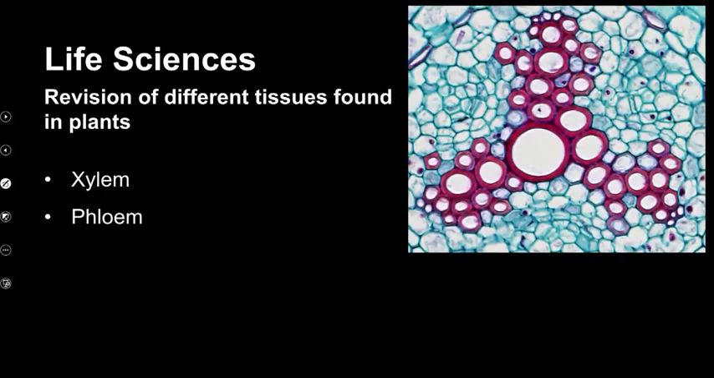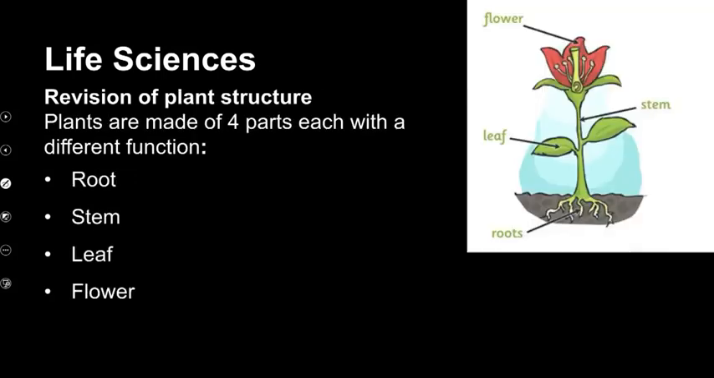Then, the last two types of cells are your vascular tissue, which is xylem and phloem. Here is the xylem, and its function is to transport water. That is the phloem, and the phloem's function is to transport food that has already been manufactured around the plant.